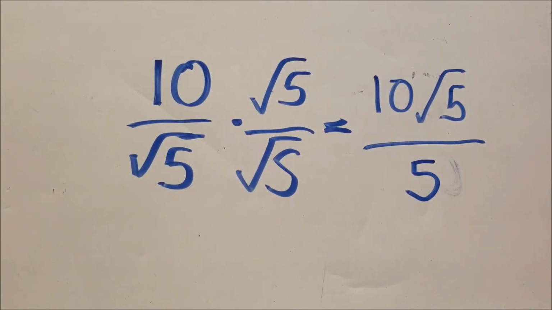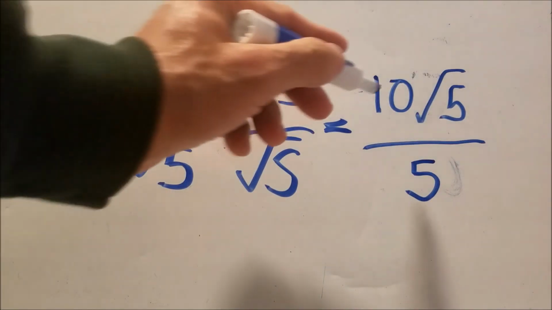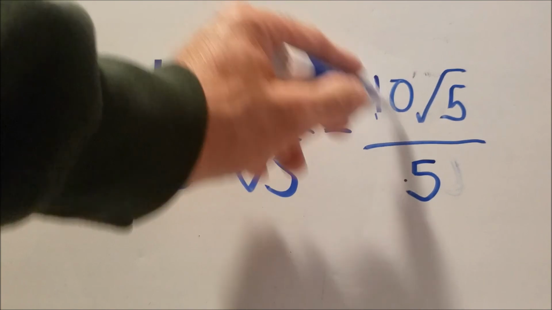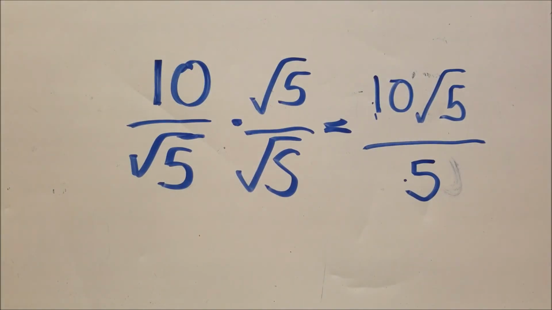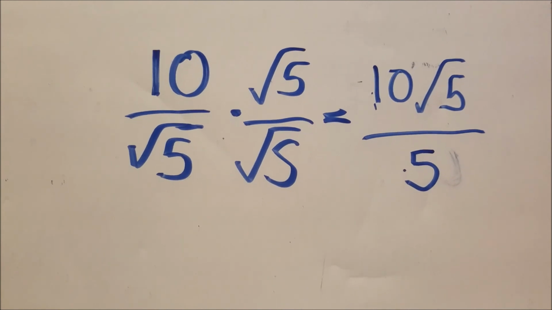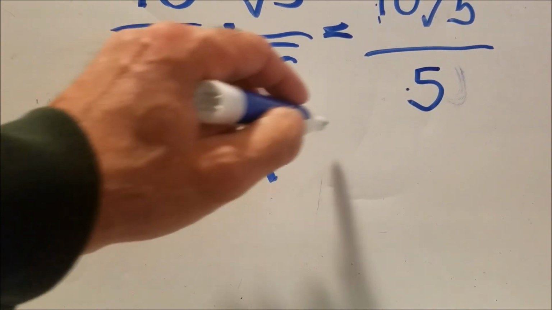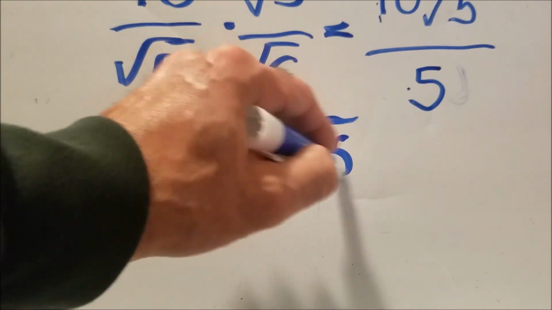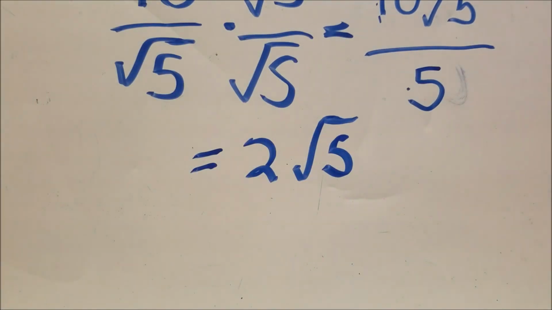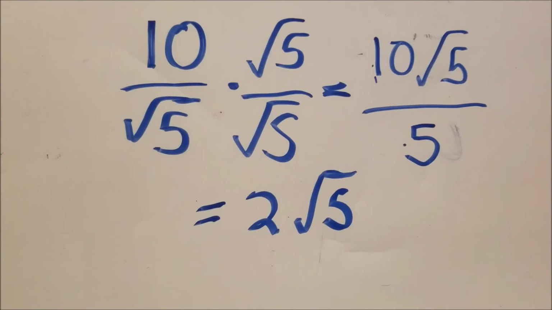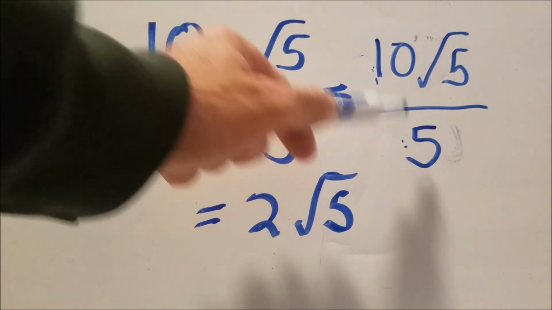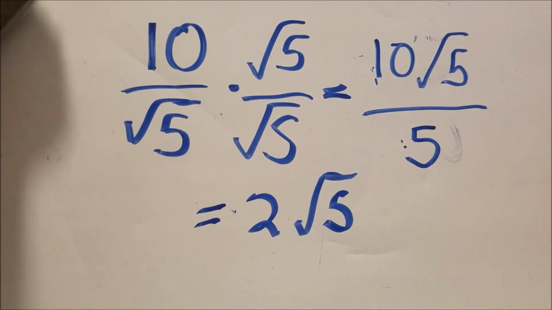But we're not done yet. Because what's 10 divided by 5? This is division right here. It's 2. So the final answer, bring this down, final answer will be 2 square root of 5. Final answer. Again, look at it. Because 10 divided by 5 is 2. So let's do another one.